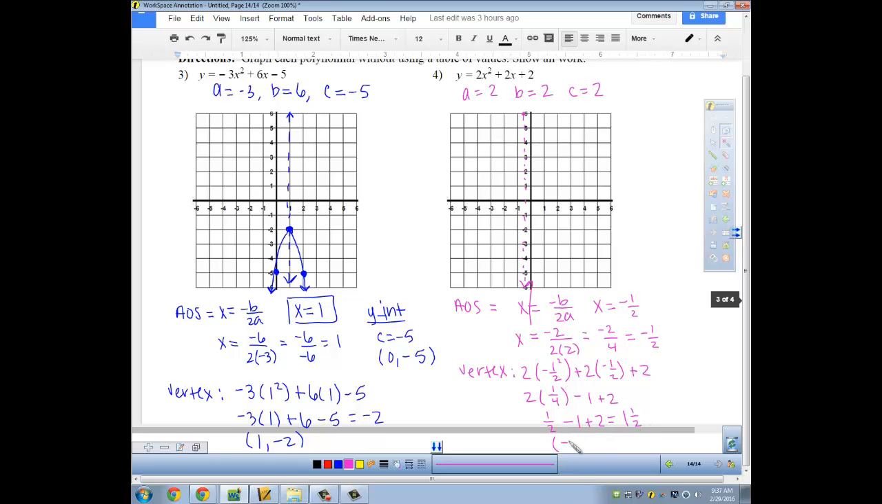So my x was negative 1/2. My y was 1/2. So find that point, (negative 1/2, 1/2). So right there. Next, find your y-intercept. So c was 2. So should have the y-intercept at (0, 2). So (0, 2) is right there. So again, because it's symmetric, I can assume my other point would be right here so that everything could be symmetric. Make your lines, make sure there's a slight curve to it.